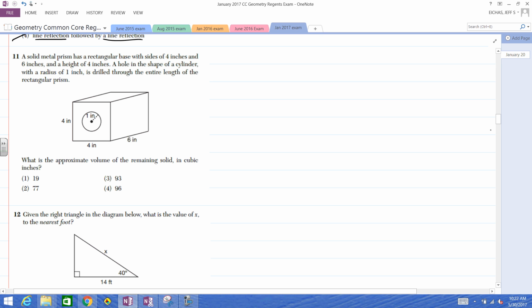This is a volume question. We've got, okay, so we've got to get a volume of the prism. That's base times height, but the B is capital B. Okay, it's really length times width times height. So it's got a 4. Let's see. Sides of 4 by 4 by 6. All right. So that's going to be what, 96 it looks like. Let's double check that here.